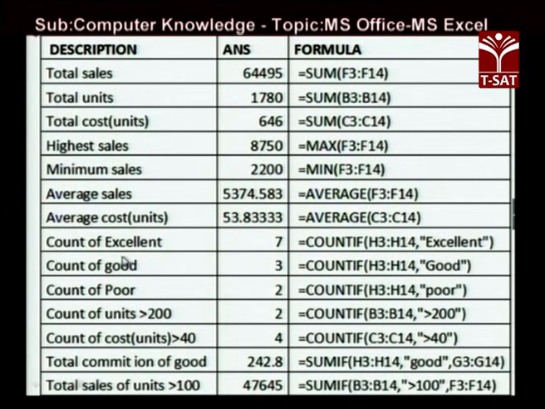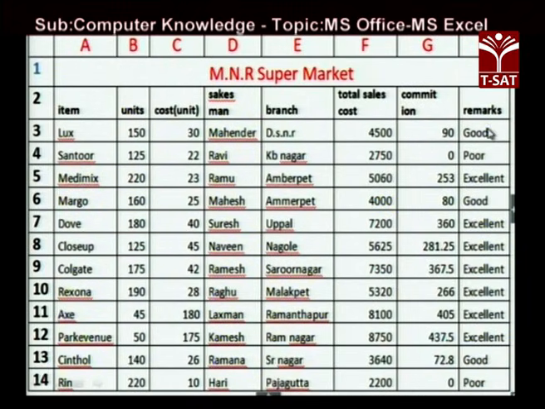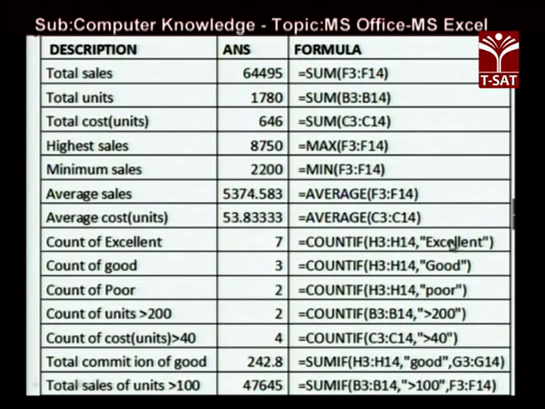Now I will explain count of excellent. Count of excellent means the remarks are in this column. The word excellent, how many times is it repeated? 1, 2, 3, 4, 5, 6 and 7. So, COUNTIF H3 to H14 is the data, the condition is excellent, that is 7. So, these are the important shortcut keys for COUNTIF.